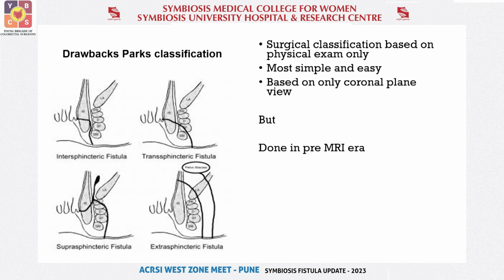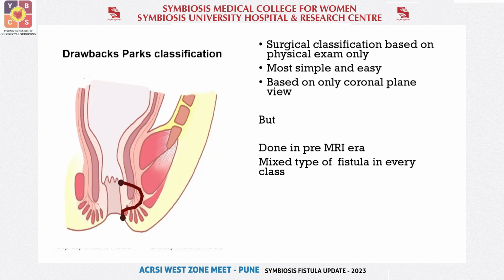But here is the question. This is a pre-MRI era. We have MRI available everywhere, even in district places. There is a mixed type of fistula in every class. Let's see, this is a high intersphincteric, low intersphincteric, all going into intersphincteric. That cannot satisfy us, as the treatment might be different. If we take transsphincteric type 2, low and high combined together, we can't afford to give the same operative procedure for both, because it will be different for high and different for low. Also, anterior high and posterior high are different.